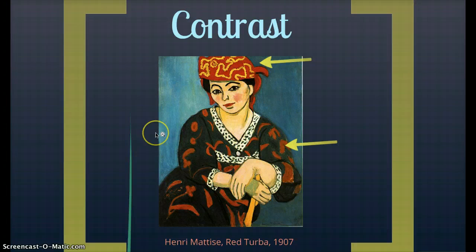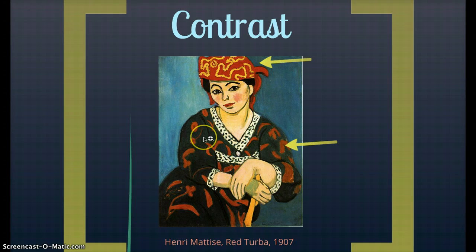Next, we're going to take a look at contrast. And contrast we have represented by Henri Matisse in Red Turban, of contrasting colors that are different from one another, or very different from one another. You have here this kind of reddish orange turban on the lady's head, and you have a background of this kind of gray blue. Orange and blue are contrasting colors, so therefore you have a strong difference in the color representation.